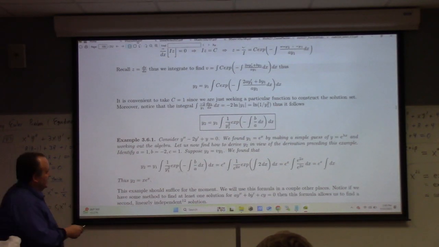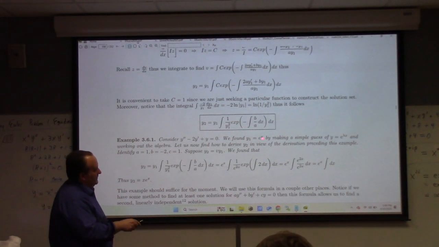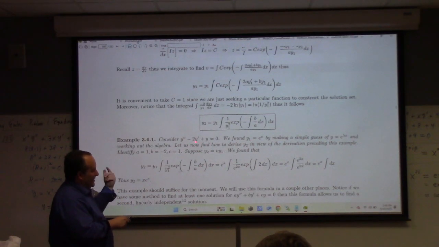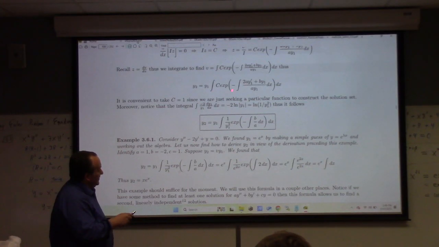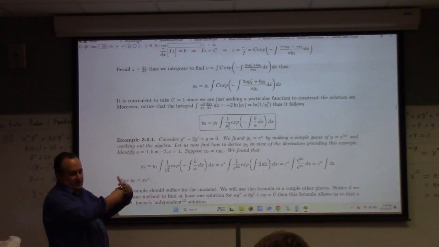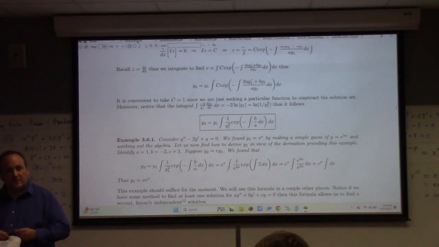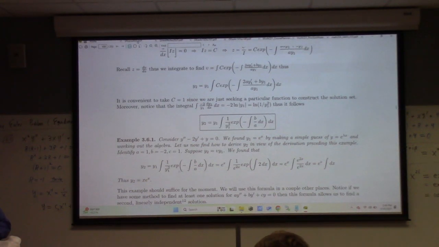For example, back to the constant coefficient problem, my linearly independent first solution is e to the x. Suppose I've got a repeat. This is like lambda minus 1 squared, right? So if I plug this formula into that case, I have to do this integral, and it gives us x e to the x. This derives the x from this argument. We get x e to the x from this second linearly independent formula.